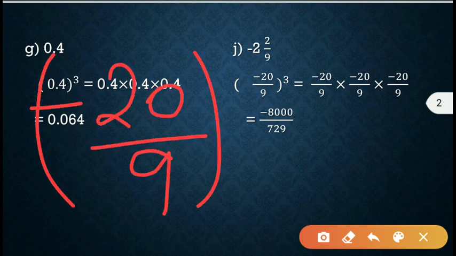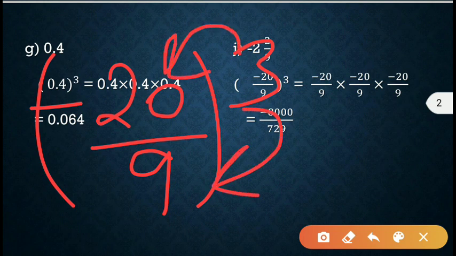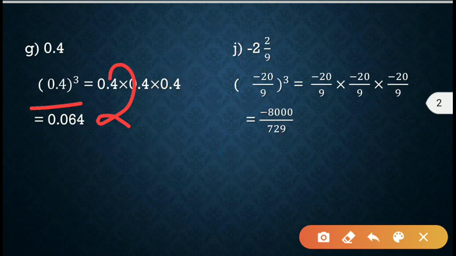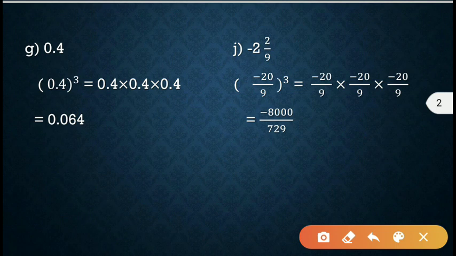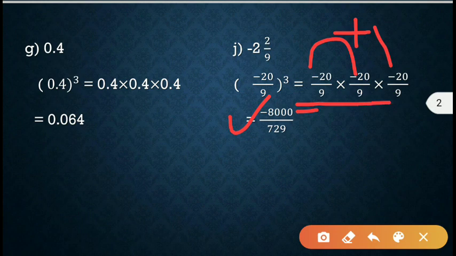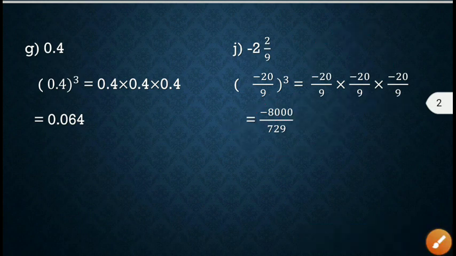So just cube. The numerator will be cubed and the denominator will also be cubed. Remember this: when the bracket is on the whole fraction, then the numerator will be cubed and the denominator will also be cubed. So minus 20 cube means you need to write minus 20 three times, and the denominator 9 into 9 into 9. When you multiply the numerator, in the same way minus minus will become plus, and plus and minus will become again a minus. And 20 into 20 into 20 will give you 8000. 9 into 9 into 9 will give you 729, which is your answer.